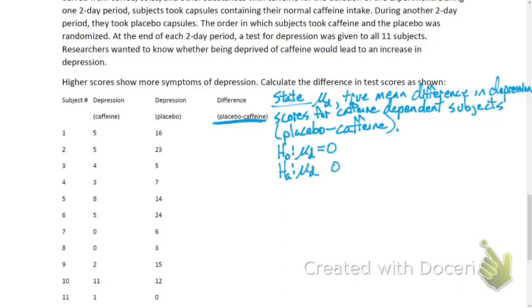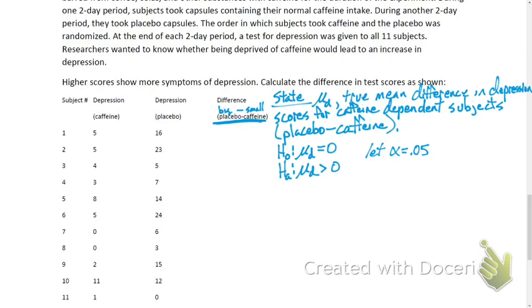If I'm doing placebo minus caffeine, I suspect that depression is going to be bigger, larger, than with caffeine. That means positive. So I suspect that these scores are going to be greater than 0. The differences are going to be greater than 0. I'm going to let alpha equal 0.5, and I'm going to grab my calculator.